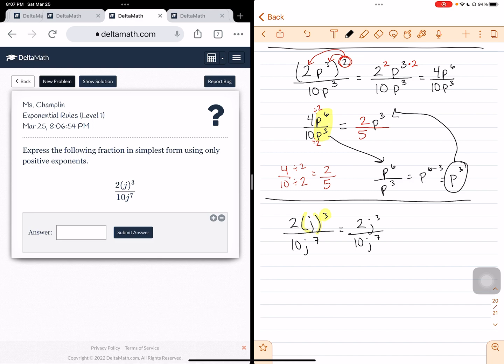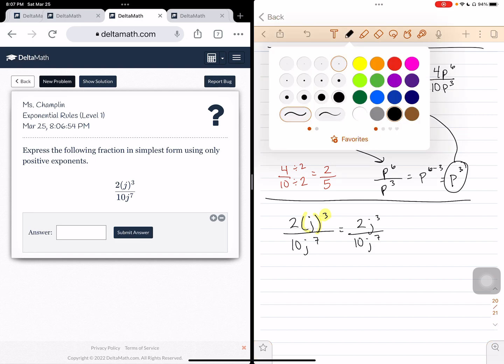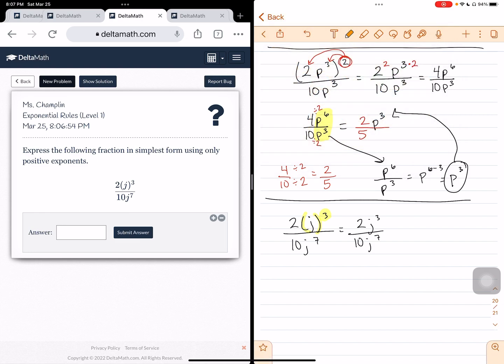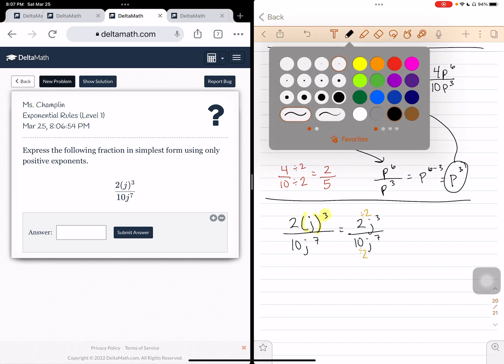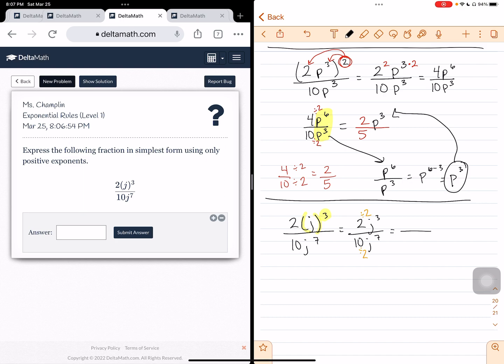Now here we want to see, okay, can we simplify the fraction 2 over 10? We can. We can divide top and bottom by 2. And that is going to give us 2 divided by 2 on top is 1. 10 divided by 2 on the bottom is 5, because 2/10 equals 1/5, right?